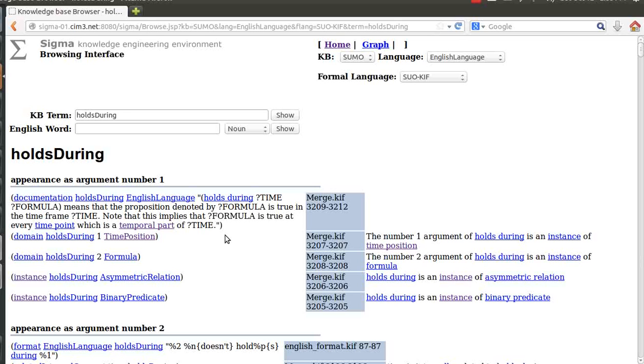Let's look at the arguments. Holds during takes a time position and a formula. This is the hard part, right? It's not just taking a conventional kind of argument. No, it's taking a whole logical formula. This can be a little tricky.